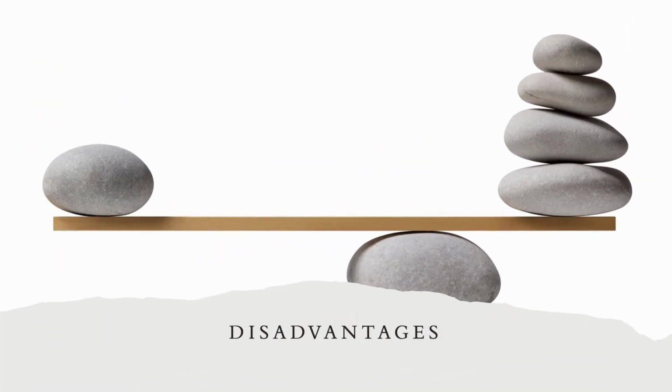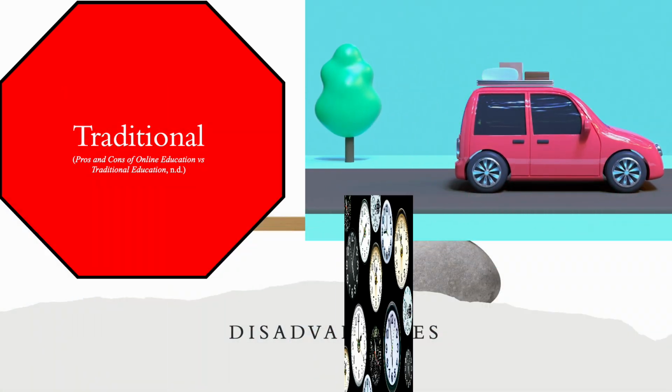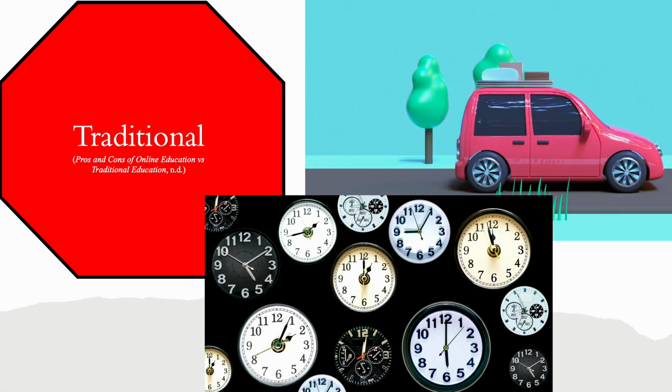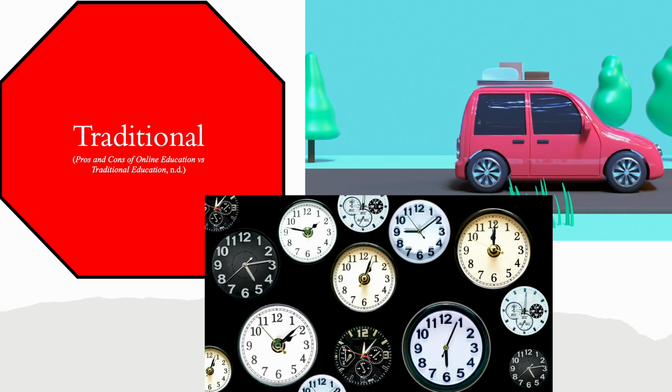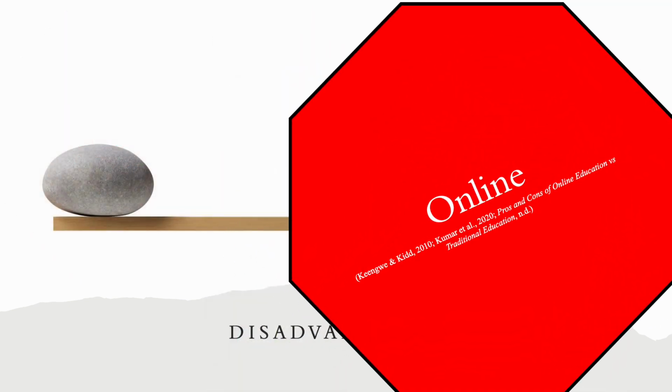What are the downsides? With traditional teaching, you must commute to a building with a teacher at a designated time, which may cost you more in living and commuting expenses. This can also be difficult if you have a full-time job. Online also has its downfalls.